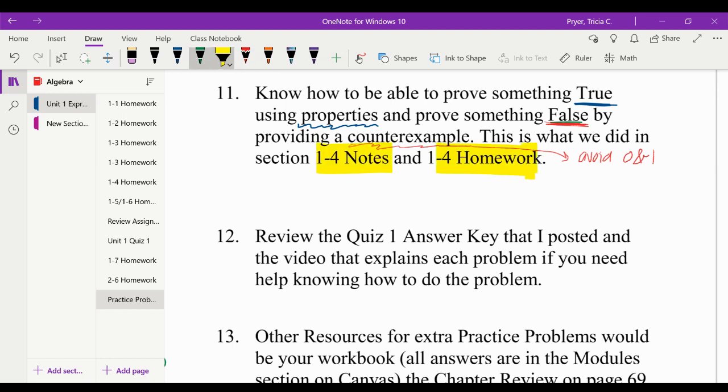Okay? And again, this is in the 1-4 notes and homework. This is not one of the handouts that you got. It's just one of the extra problems that I did. So you probably have it on the back or in your notebook or something.